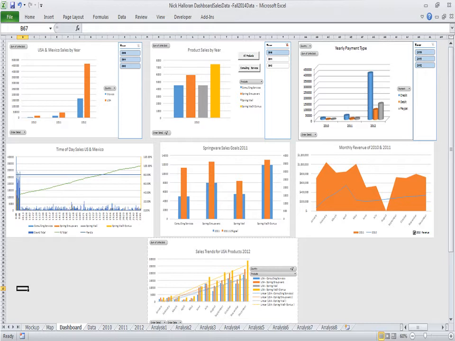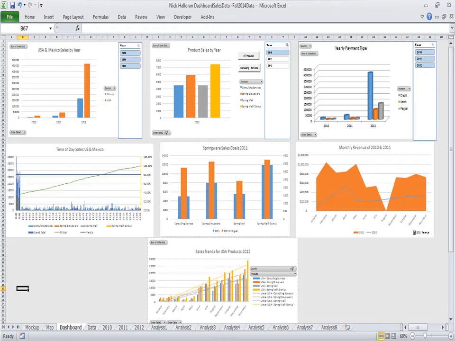As you can see here, it's kind of hard to tell exactly what the sales between USA and Mexico were in 2010 and 2011, just because of the dramatic increase for USA sales in 2012. It caused that vertical axis to be pretty big. So that's why I have my slicers here between 2010, 2011, 2012, so that if you click on either of those, the chart will format so that it fits either of those years.